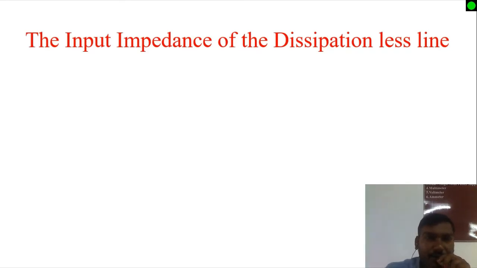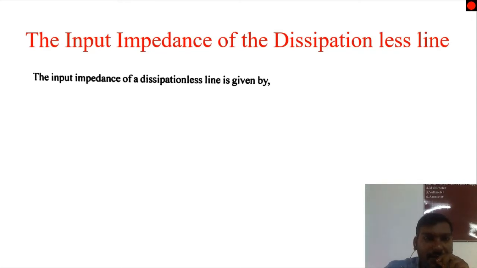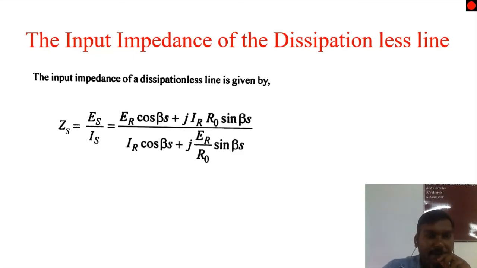For that we need to know the input impedance. The input impedance is given by Zs is equal to Es divided by Is. Es is the sending end voltage and Is is the sending end current. We know the values of Es and Is from the previous equation. Simply we can substitute the values here.